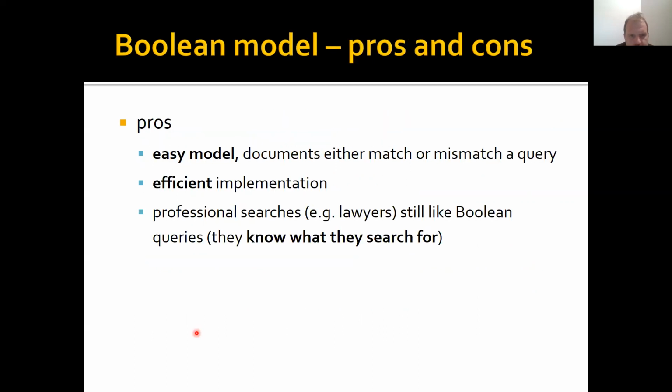Okay. So to summarize the Boolean model, there are some pros and cons. The advantages are that it's really easy. It's a simple model. It's also simple logic behind the model, because documents match or mismatch a query that is given by the Boolean expression. And as we saw, it could be really efficiently implemented using the inverted index.